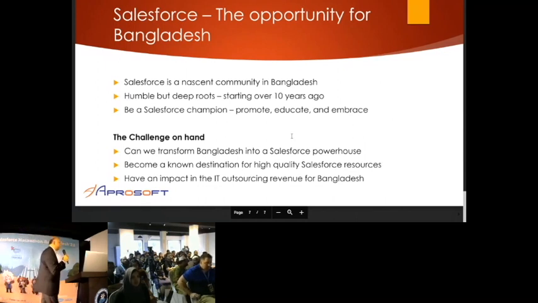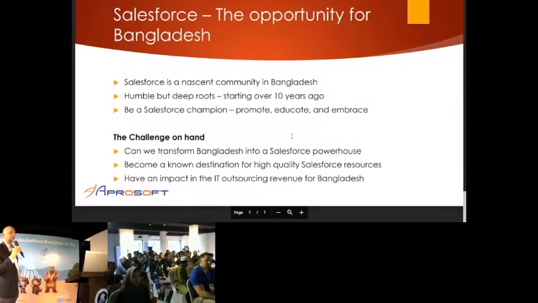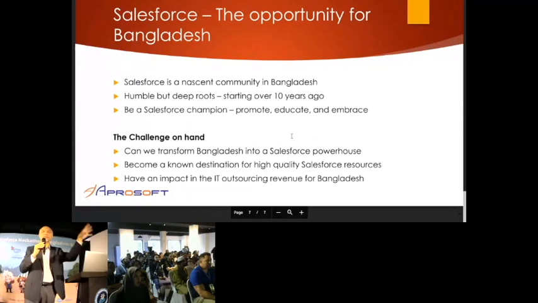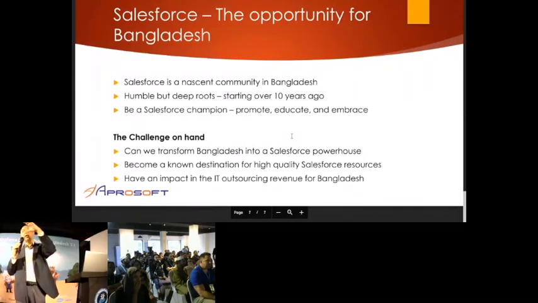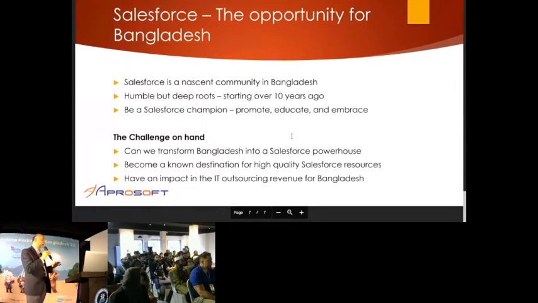So the challenge on hand, can we transform Bangladesh into a Salesforce powerhouse? And I think, to me, I truly believe that we can. Right? Yes, we have India next to us. We have Vietnam, we have China, we have all sorts of competitors out there. But this is a technology that we can go ahead and move forward with. Can we become a known destination for Salesforce? Yes, absolutely we can.